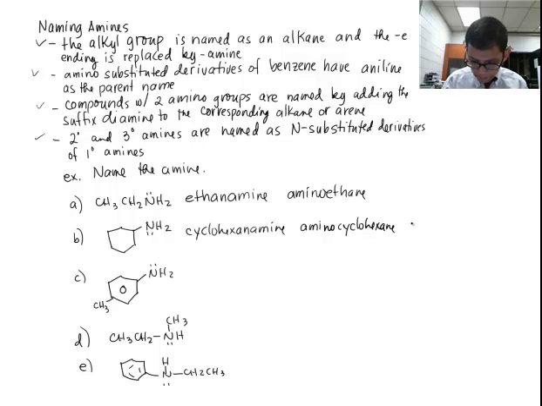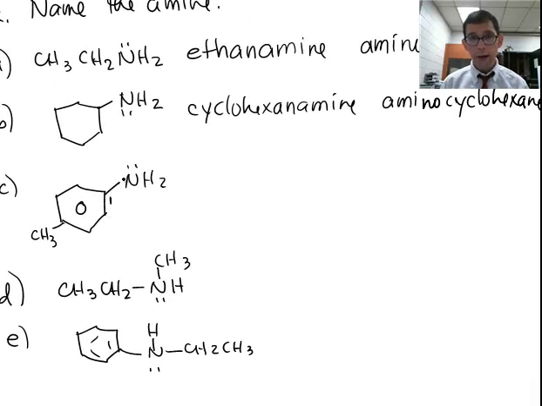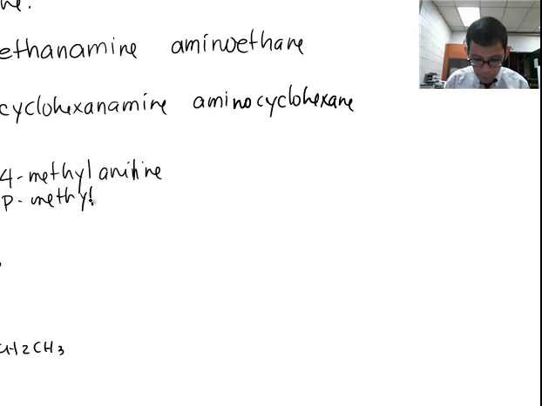The third example, we have an NH2 attached to a benzene ring, so that makes it an aniline. And the carbon where the NH2 is attached is carbon 1, so therefore we have a methyl at carbon 4. So this here is 4-methylaniline, or p-methylaniline.